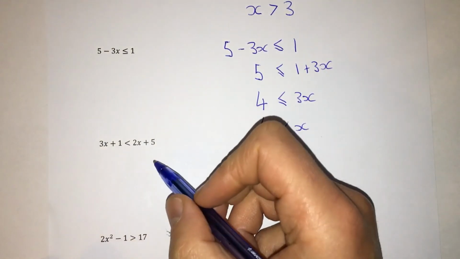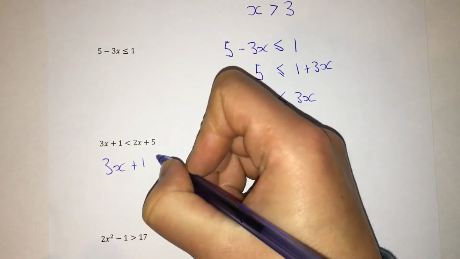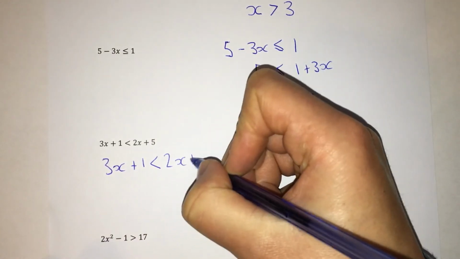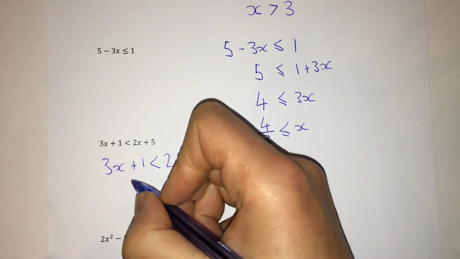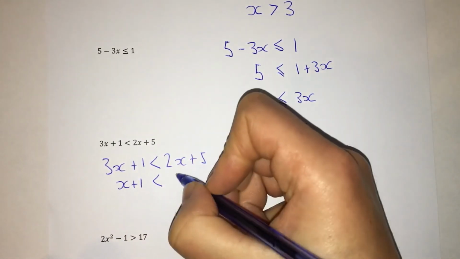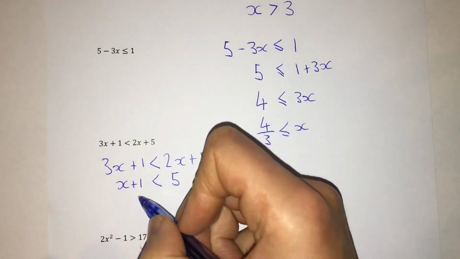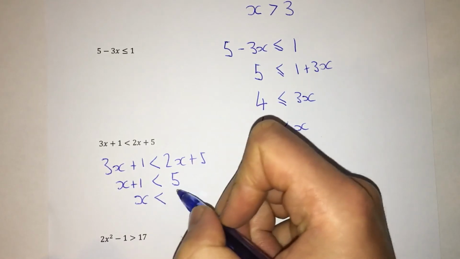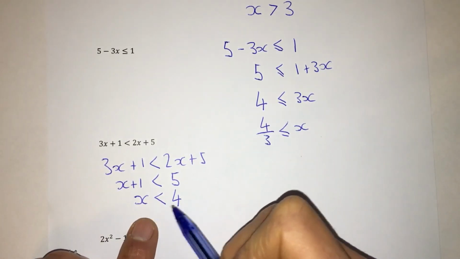Again, I'm going to solve this like I'd solve an equation. So 3x plus 1 is less than 2x plus 5. I'll start by subtracting 2x from both sides. So that'll leave me with x plus 1 on the left hand side and 5 on the right hand side. And then I'll subtract 1 from both sides. So x is less than 4. For example, x could be 3 in this one.